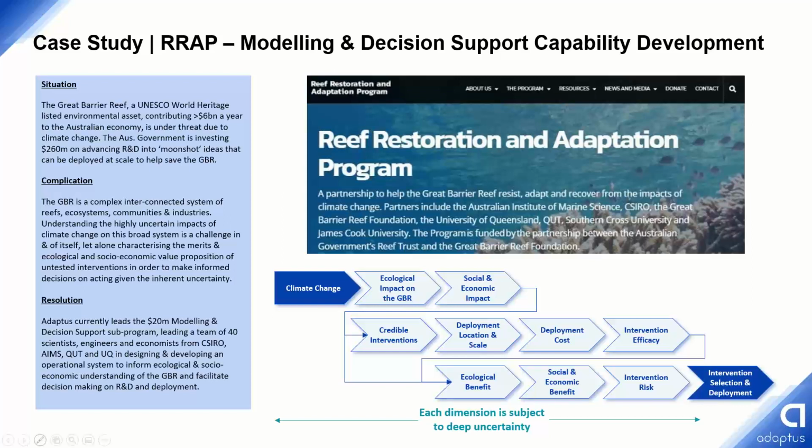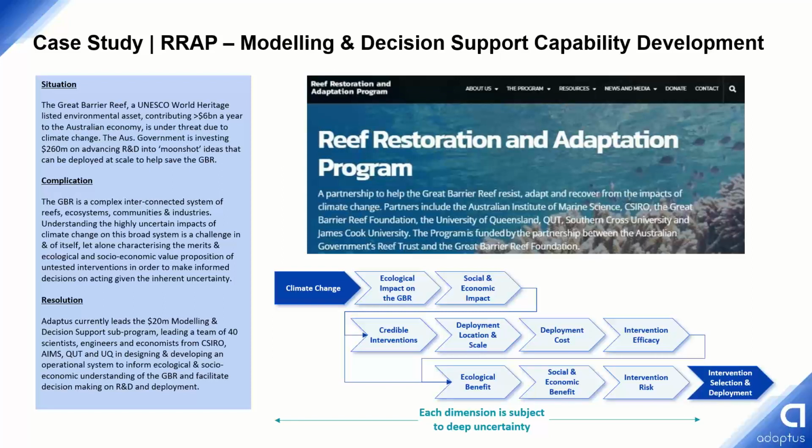Sure, yeah, so this is just a simplified summary of the RRAP context that Jerome presented at the outset. I'll focus your attention on the bottom right corner. Ultimately, the types of decisions that we're helping guide in RRAP are things like, where should we undertake field trials? Where on a reef should we be thinking about deploying a particular intervention? Which interventions are we going to continue to invest R&D budget in?